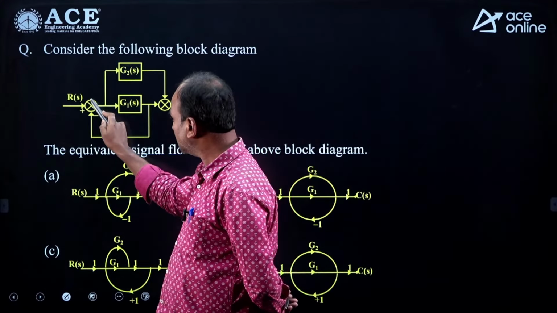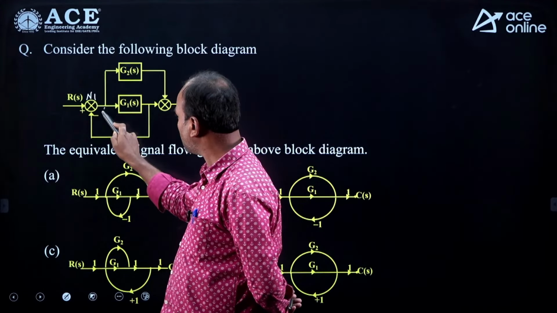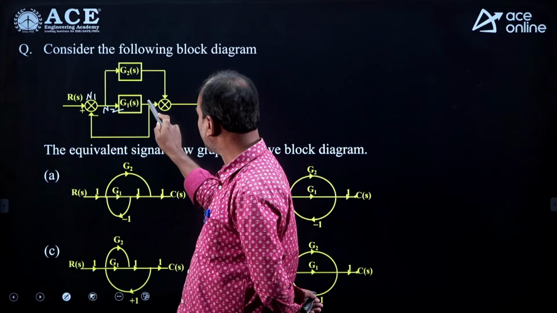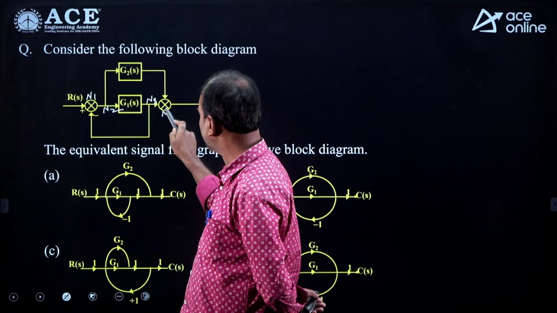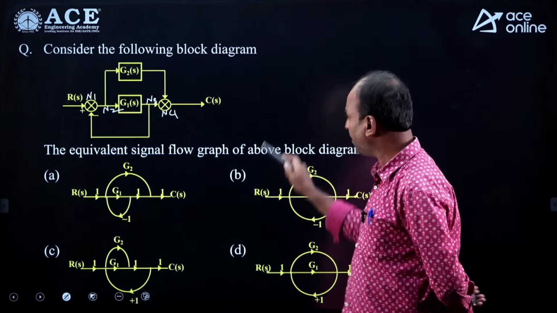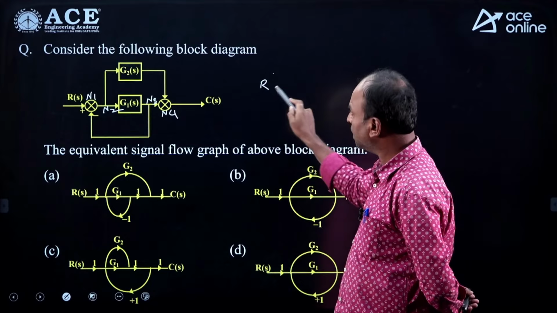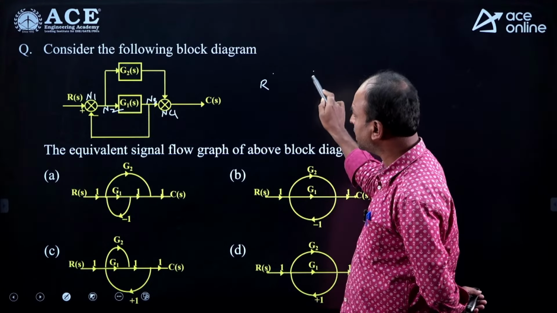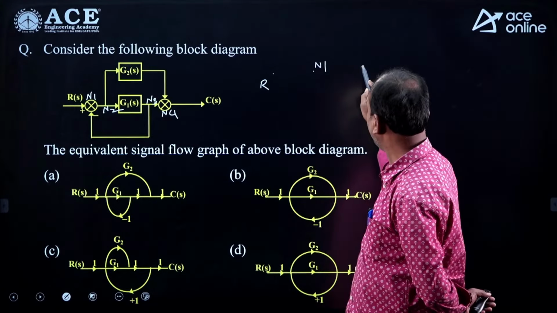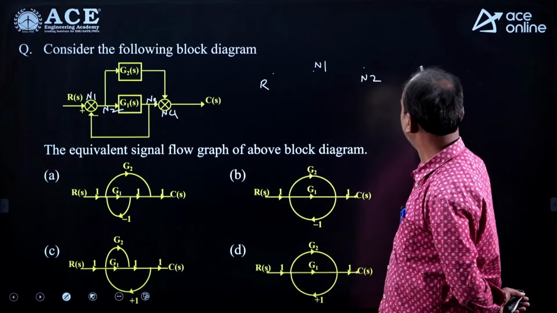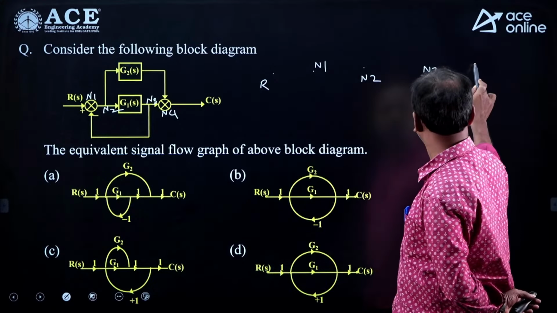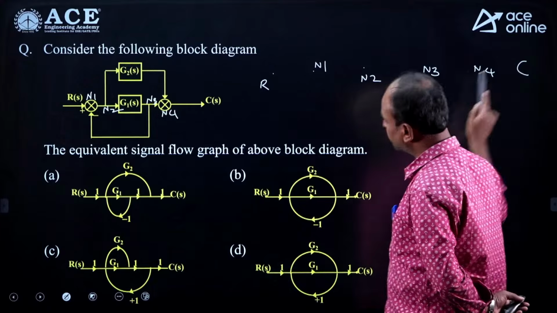It is R. Let us say this is node N1. Now this is node N2. This is node N3 here, and node N4 here. Now last, C. So I am writing here R, then the N1 node, then the N2 node, next N3, then N4, and last C.